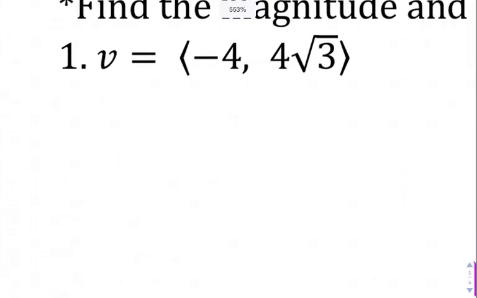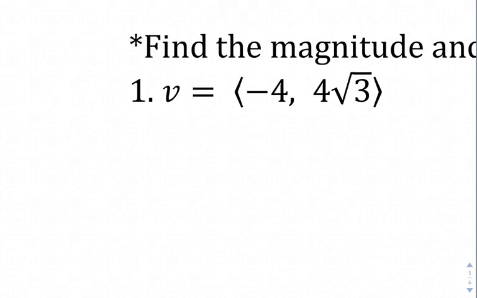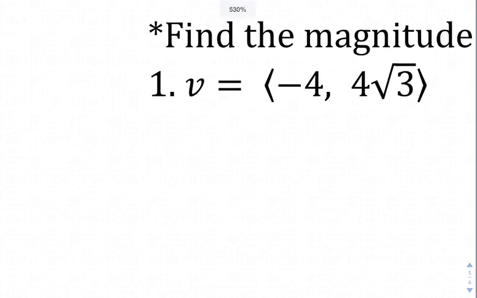So for each vector, it wants me to find the magnitude and the direction angle. So magnitude's the same as absolute value, where it's the square root of a squared plus b squared. Direction angle is the same as tan theta equals b over a. So first I'm going to plot this vector. So negative 4, I go to the left, up 4 radical 3 is up, so my vector looks like that.